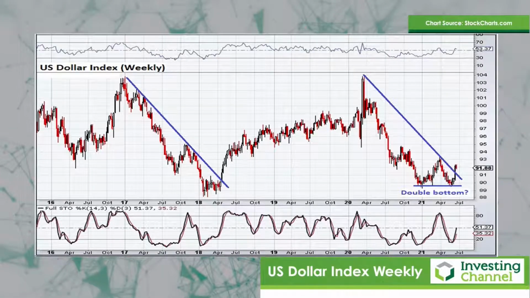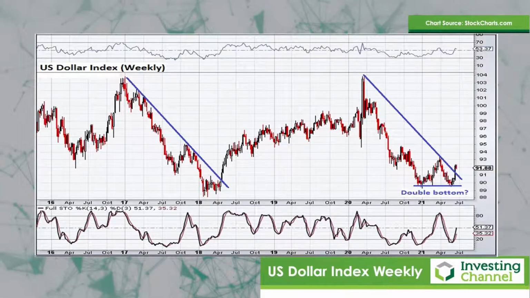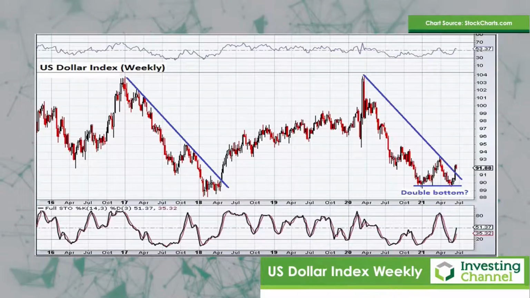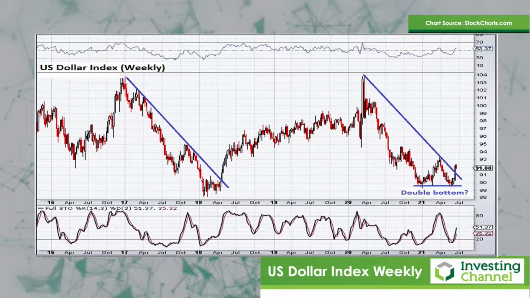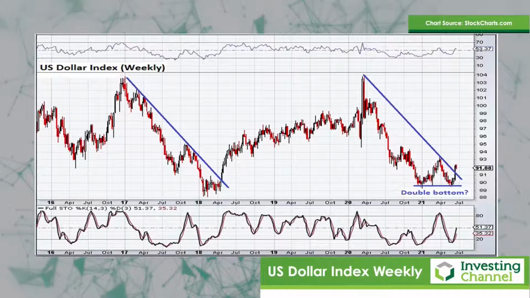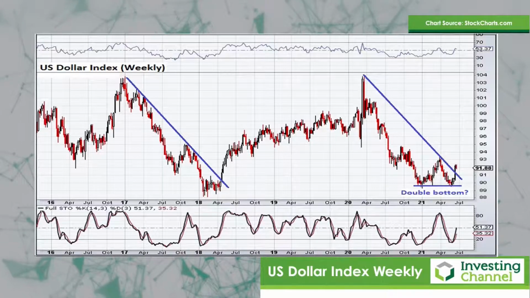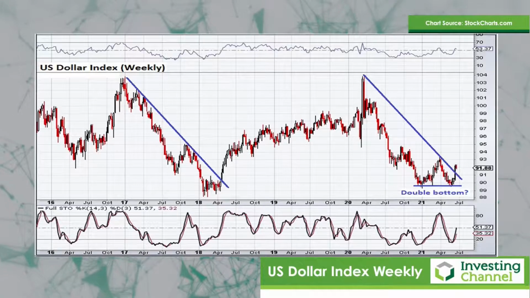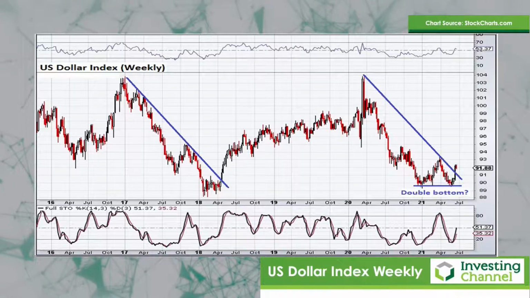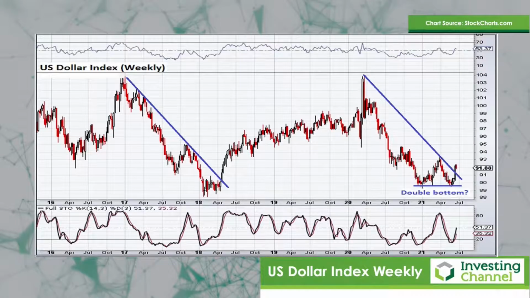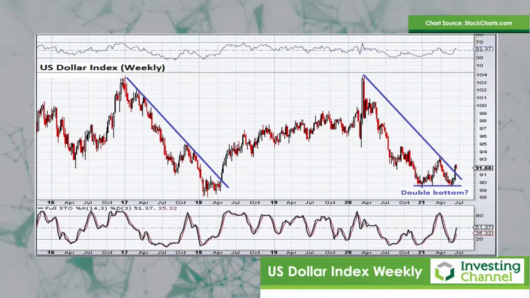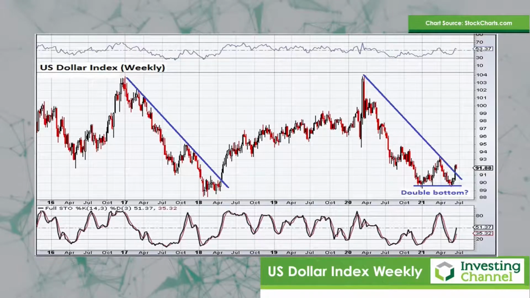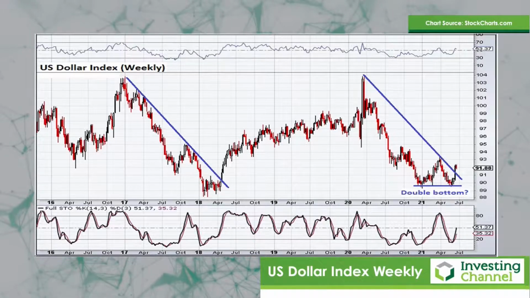Now, that double bottom would only be validated on a move above 93, and that would then open further gains for the dollar. But I think it is interesting to note that there's that possible double bottom pattern evident there, and also note that the downtrend has been broken. And also the fact that this has come about at a time now where the Fed is potentially going to be looking at raising interest rates out in 2023 and possibly tapering asset purchases. So it is interesting to note that the dollar seems to be reacting to all of that.